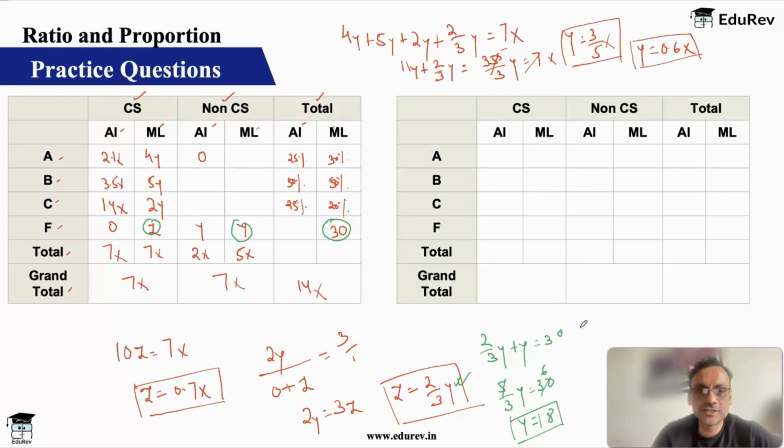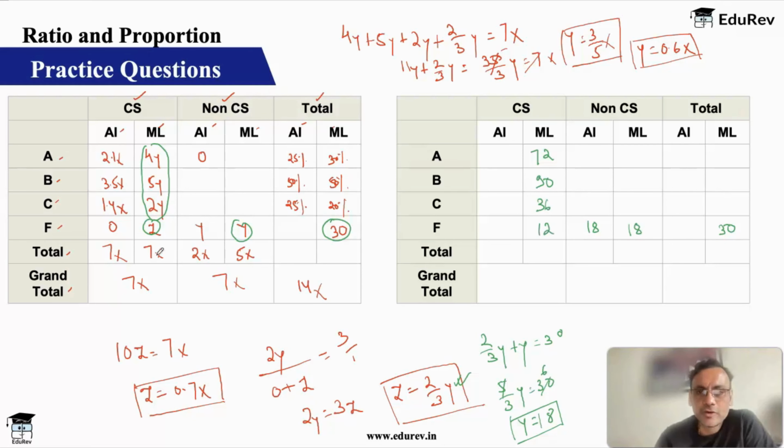Let's put in the second table I have made so that we can put the clean values here. This is 18, this is 18, this is 30. Y is equal to 18, so all these can be converted to values. 18 into 4, you will have 72 here. 18 into 5, 90 here. 18 into 2, 36 here. Z is equal to 2 by 3y, 2 by 3 of 18 will be 12. You will have 12 here.